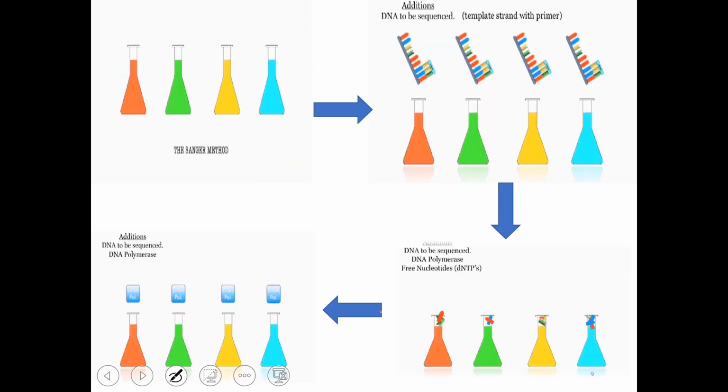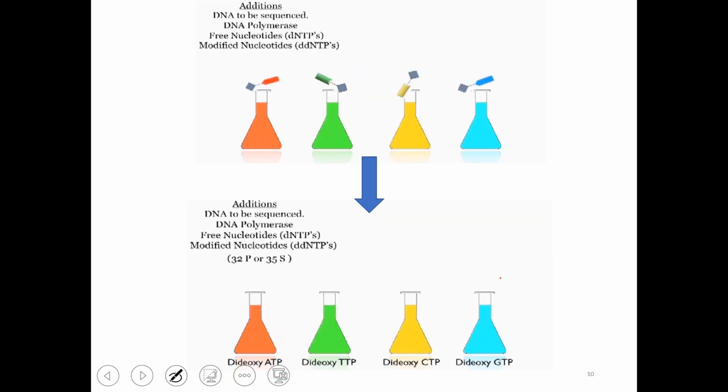Then we take four tubes, and in the four tubes we add the DNA to be sequenced along with the primer. Then we add the DNA polymerase and the dNTPs. After the addition of the primer, DNA polymerase and dNTPs, we add the ddNTPs. In the first tube we will add the dideoxy ATP, so ddATP. In the second we will add the dideoxy TTP.